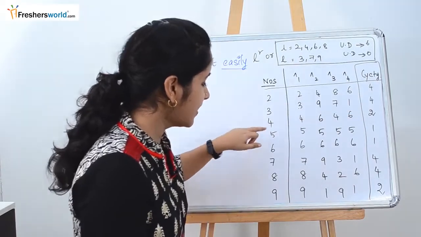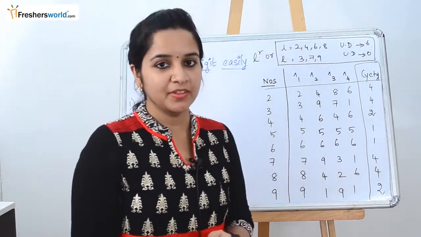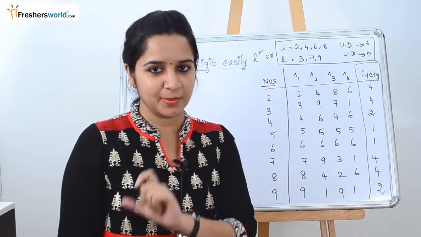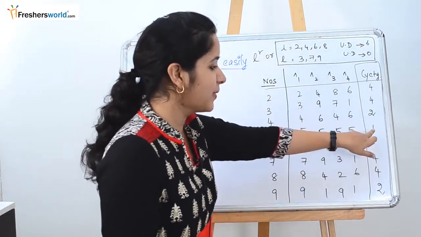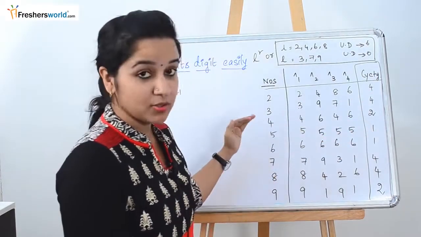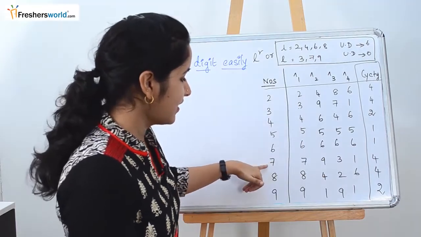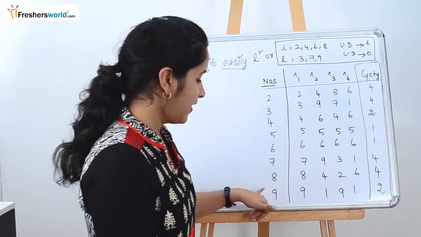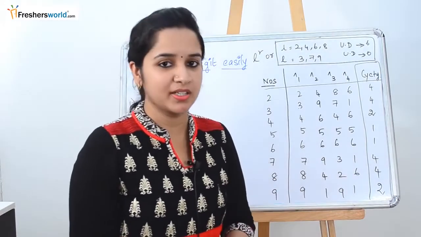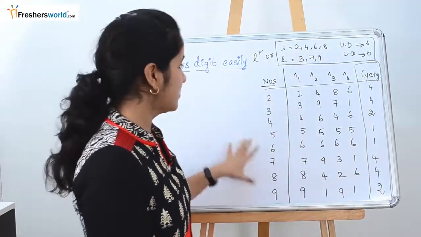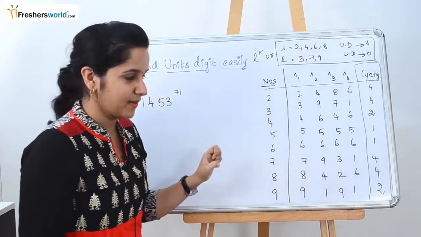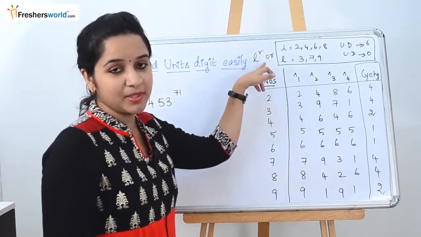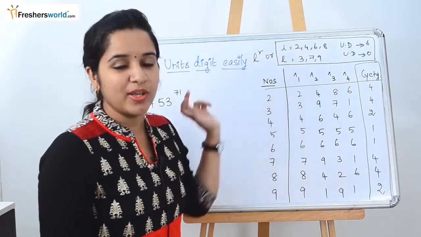But in the case of 5 and 6, whatever the power, you can see that the same digit is repeated. So the cyclicity is 1 in both cases, 5 and 6. In the case of 7, the cycle is 4. In the case of 8, it is 4. And for 9, 9 and 1 will be repeated. So you should know this table to solve the sums very easily. There is also another concept, which I will explain while solving the sum.